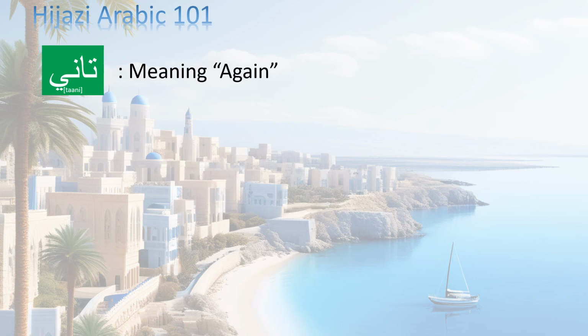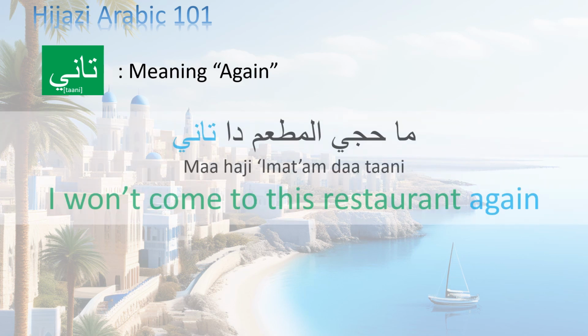تاني could also mean again. For example, ما حجي المطعم ده تاني. I won't come to this restaurant again. ما حجي, I will not come. The ha here is the future tense. المطعم is the restaurant. Da is this. And together, المطعم ده means this restaurant, and تاني means again. You could also say ما حجي دا المطعم تاني, and it would mean the same thing.